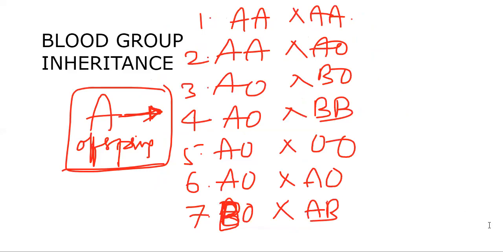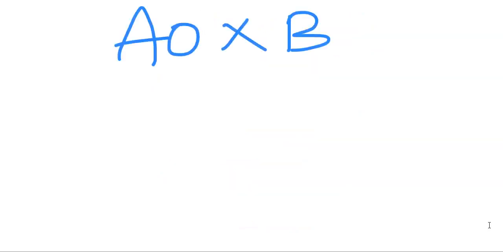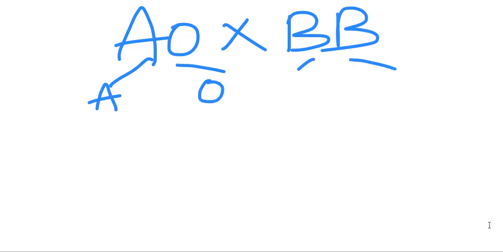Okay, so let me check. One more I am doing: AO and BB. Father A, mother B, whatever. Mother A, father B. So in this case, I am taking gametes.